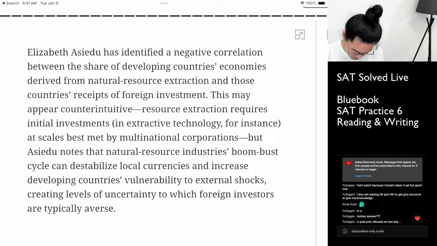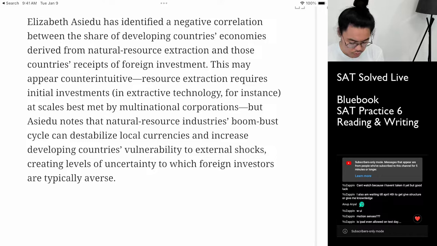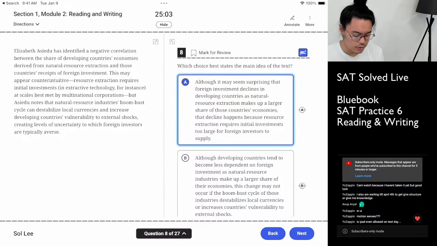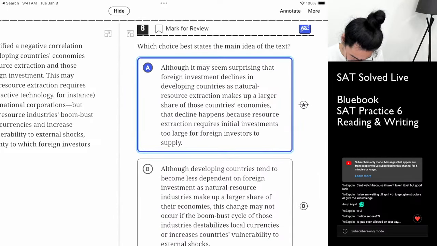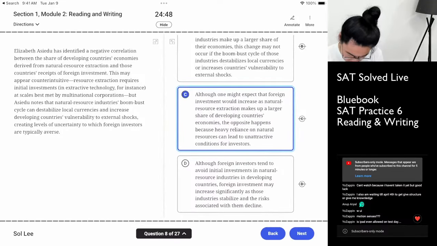Negative correlation, share of the economy from natural resource, and foreign investment. Okay, if I have a lot of natural resources, then I'm gonna get less foreign investment. Boom bust cycle can destabilize local currencies and increase developing countries' vulnerabilities to external shocks. Okay. Yeah, because of geopolitical. Okay. Wow, this is shockingly hard. Basically, there's a negative correlation. Oh, this seems good so far. Too large is incorrect. Okay, C makes sense. Unattractive conditions, that is correct.